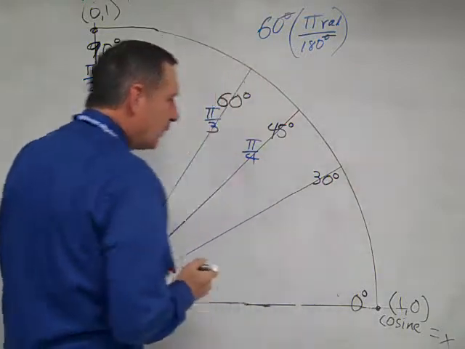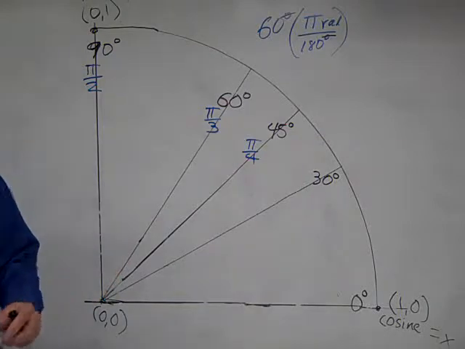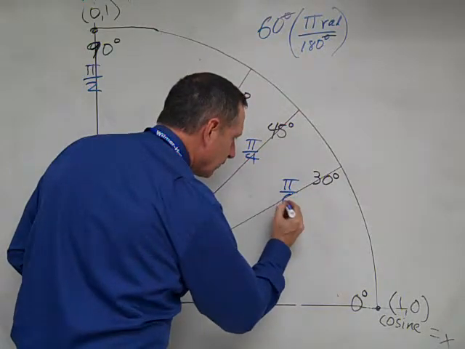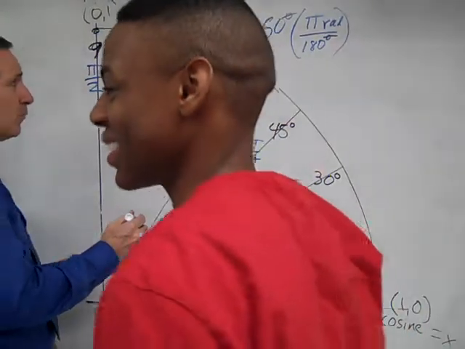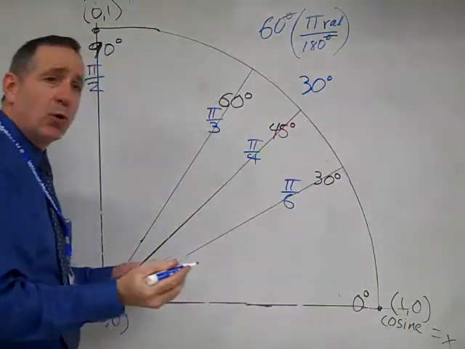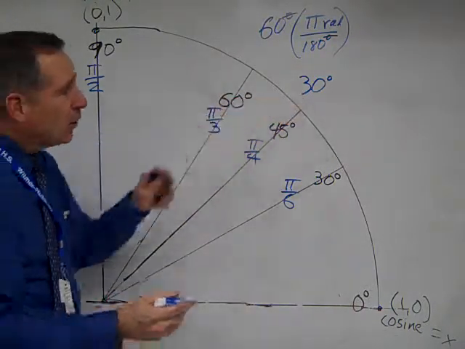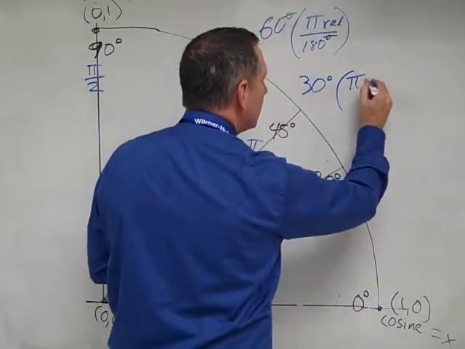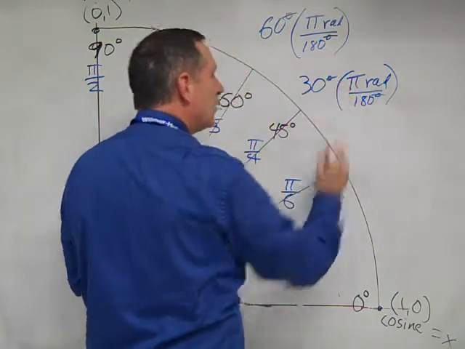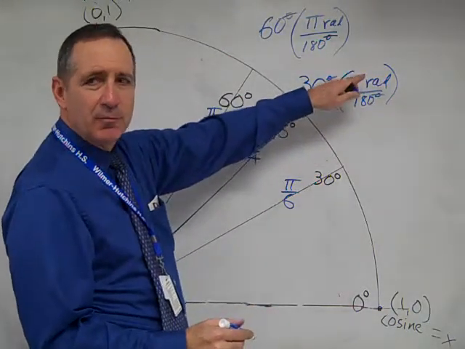Pi over 6. Mr. Johnson is right. Thank you, Mr. Johnson. Pi over 6. Can you explain that? All right, let's go ahead. Okay, this is 30 degrees. What do we do to change 30 degrees into radians? Okay, we multiply times pi radians over 180 degrees. We can reduce, and so it ends up being 1/6 pi. All right.